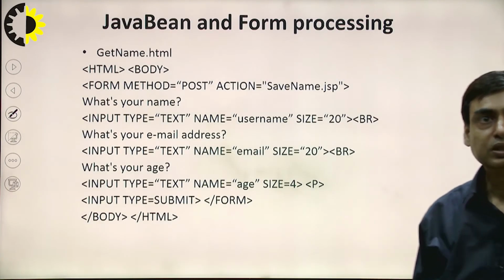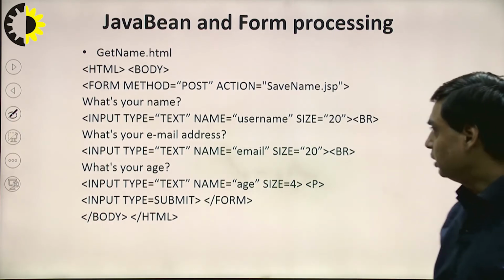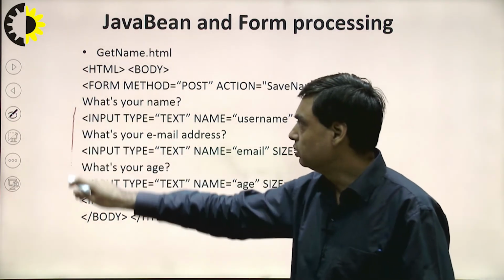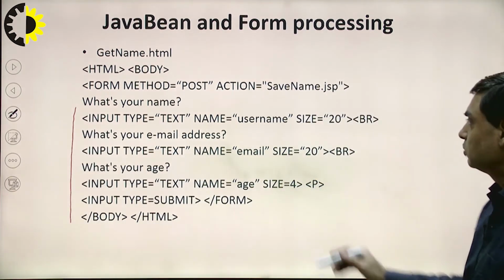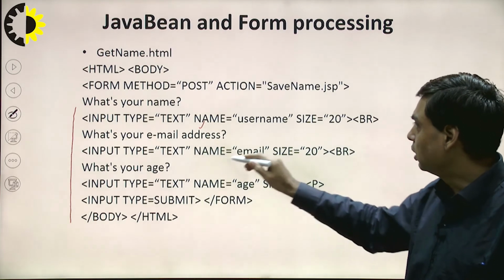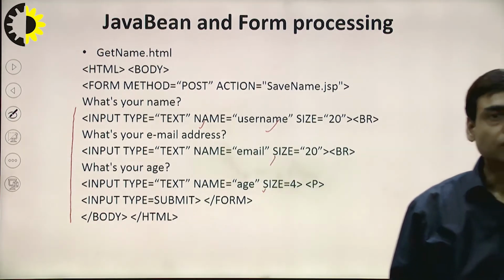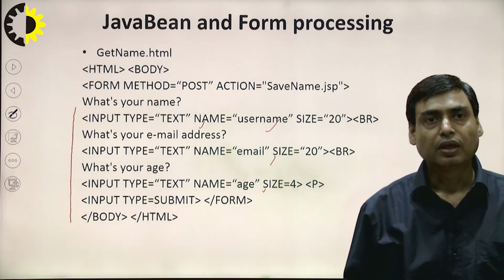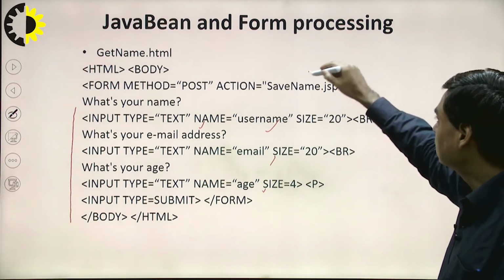Next, we are using Java Bean and form processing. So it is a HTML page. In the HTML page, we have some text boxes. There are 3 text boxes: username, email, and age. So we are receiving the value from the user, and when we click on the submit button, it will go to the save name.jsp.